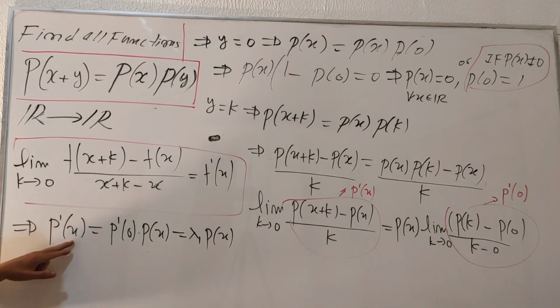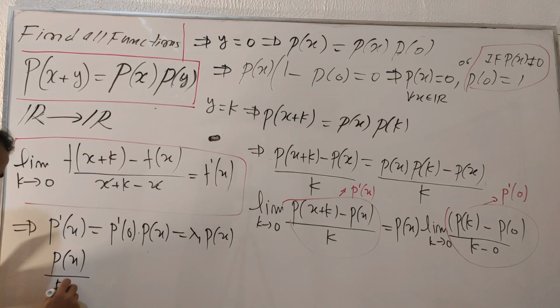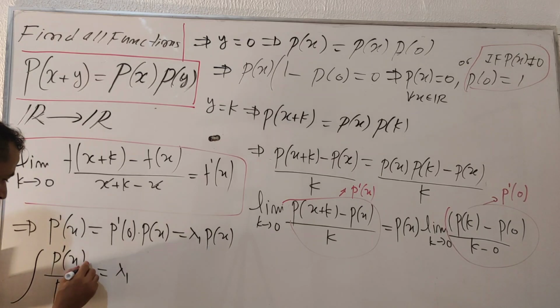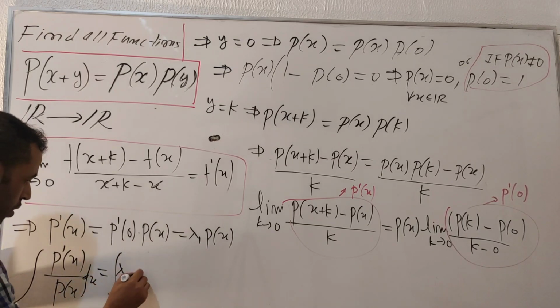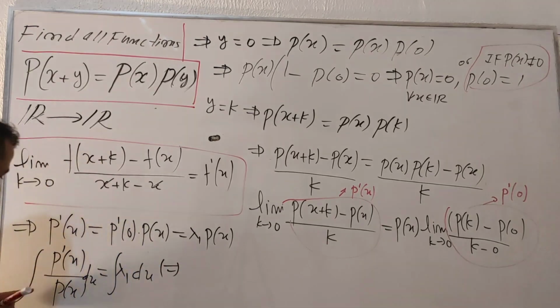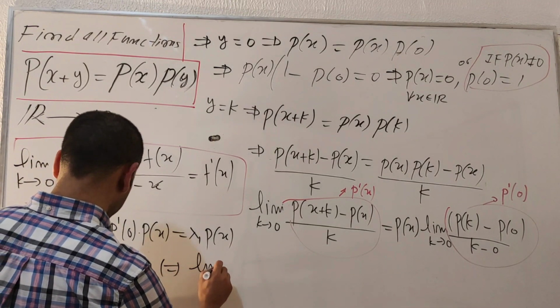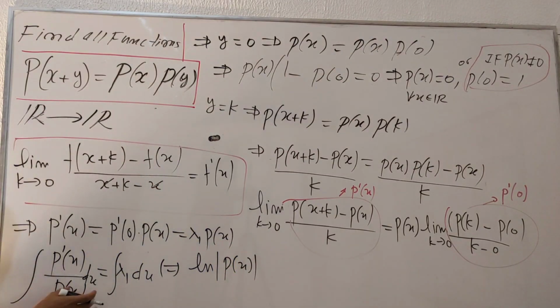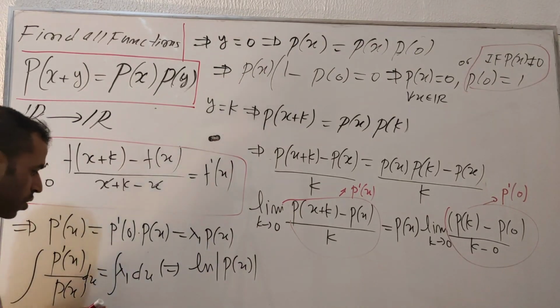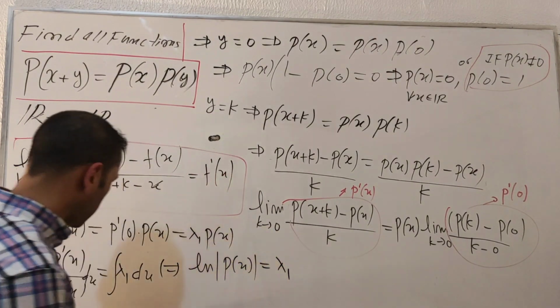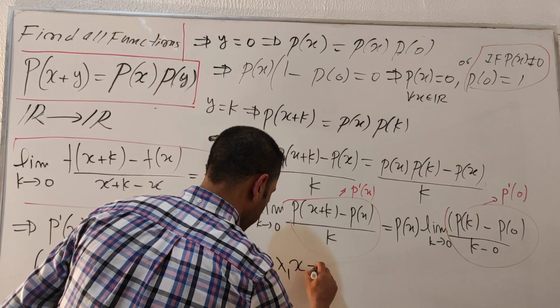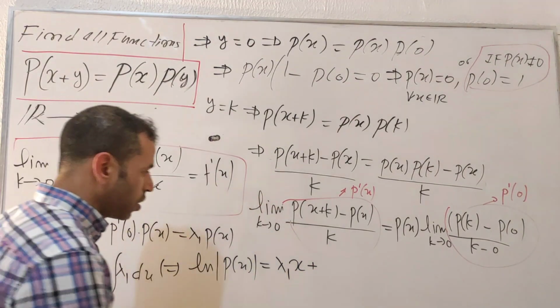Now we get p prime of x here, we get p of x here, we get p prime of x over p of x plus lambda 1. Integrating both sides with respect to x, this one gives us the natural log of the absolute value of p of x, because we must keep what is inside the natural log positive. So we get lambda 1 times the primitive, which is x. But don't forget the constant, let's put the constant c.